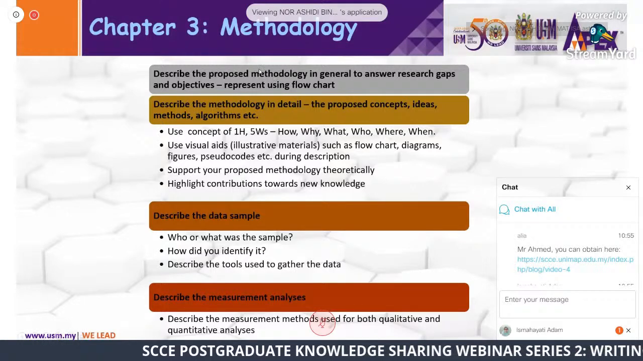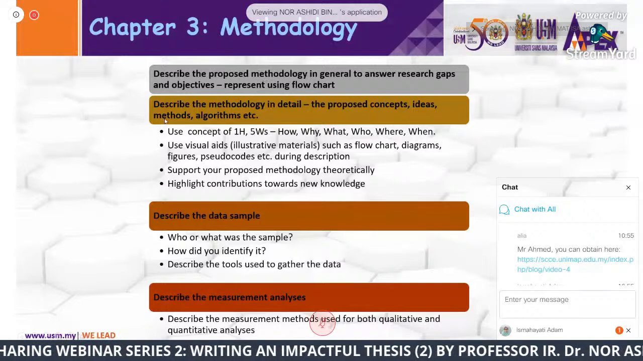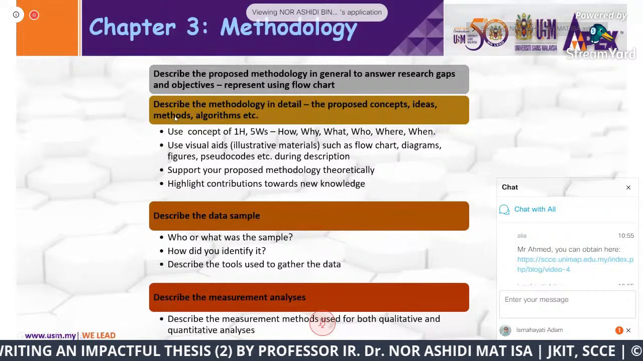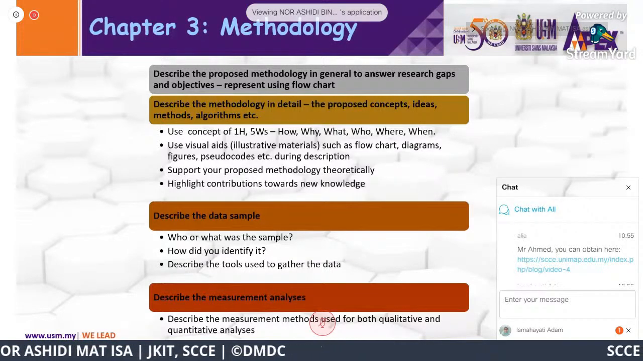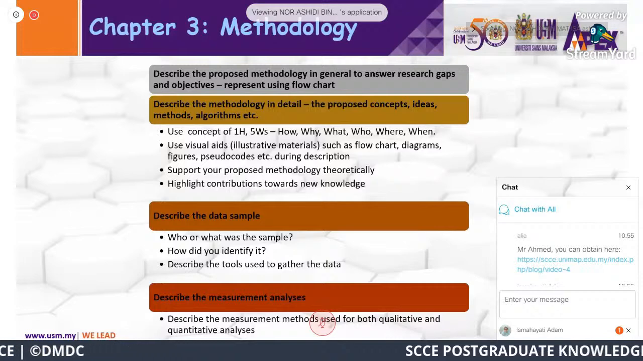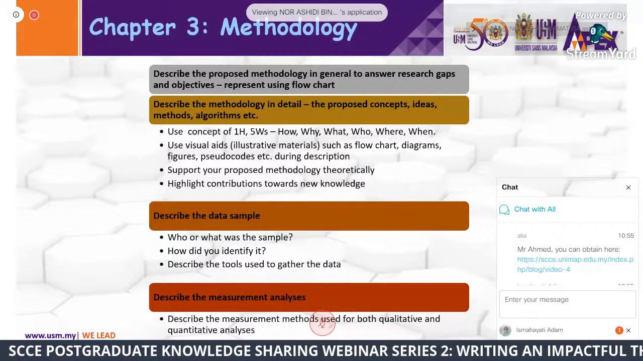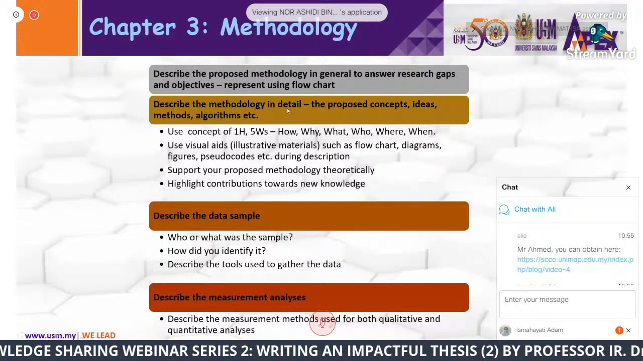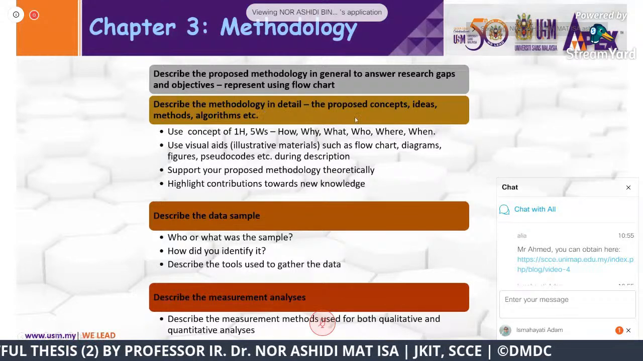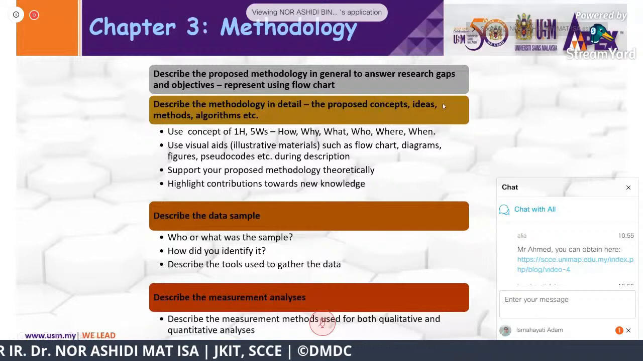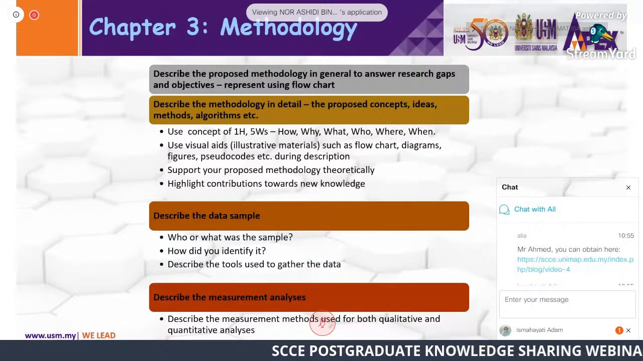After the owner of the house allows you to come in, it is time for you to present in detail what the pen is for, its facilities, its beauty, its advantages, its features and so on. So now you have to describe the methodology in detail. You need to describe your proposed concept and idea in detail. If you have an algorithm, you need to explain it step by step.